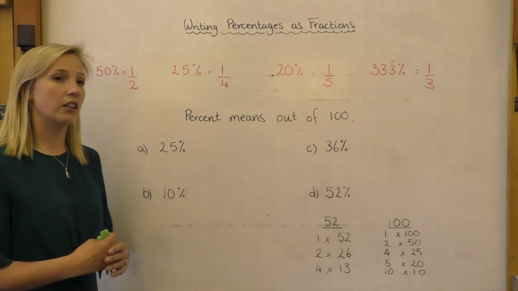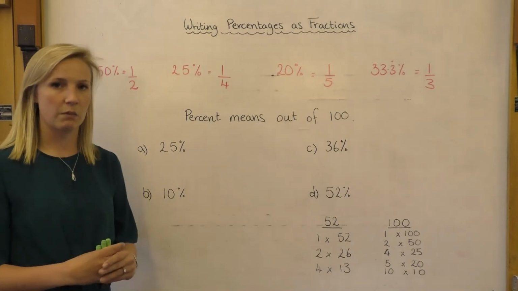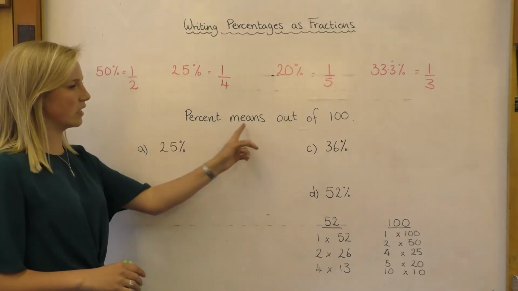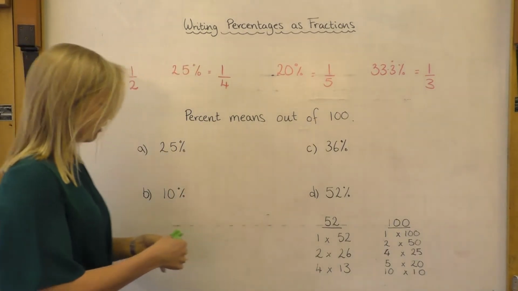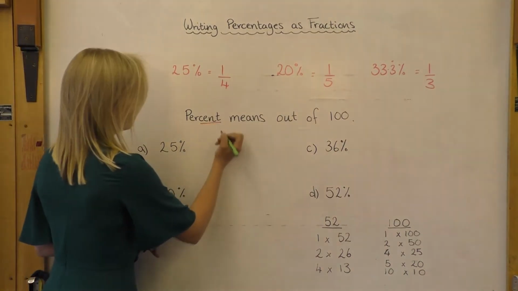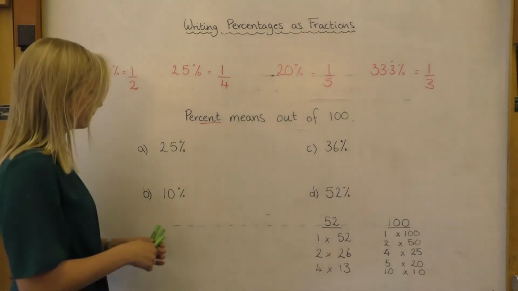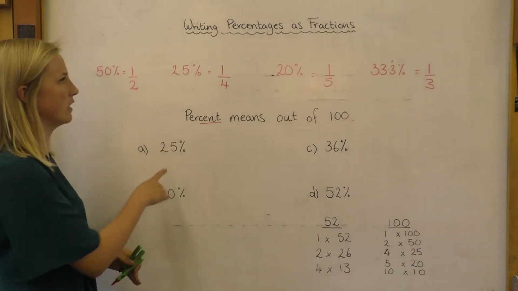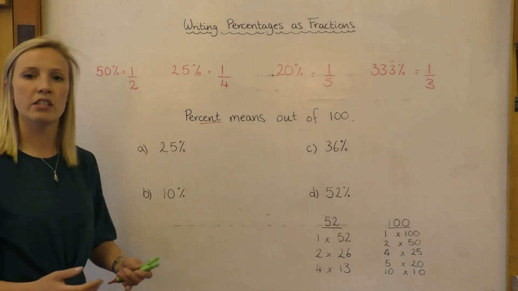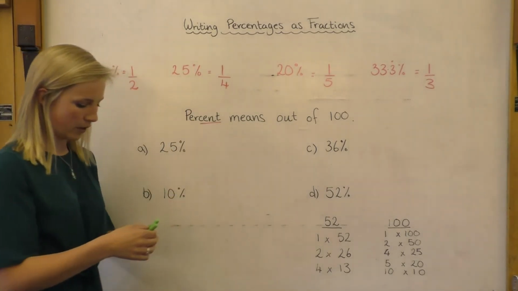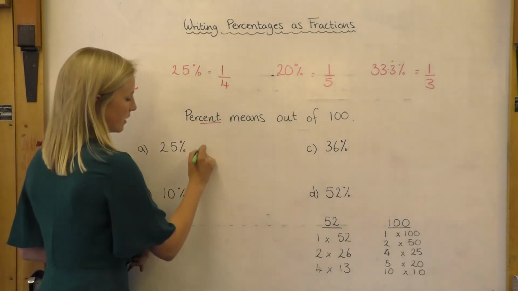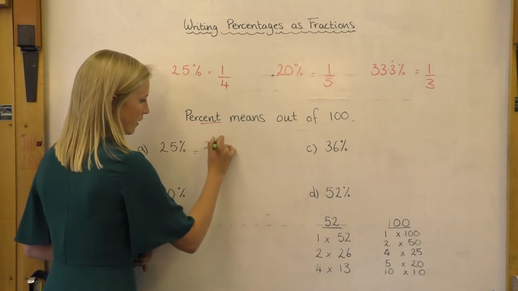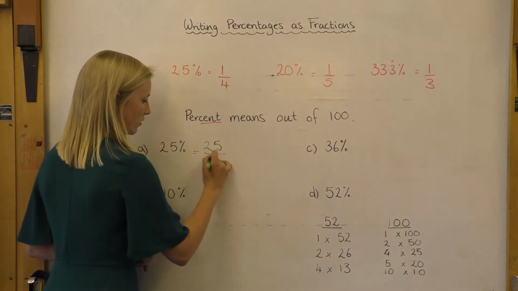So thinking back to our lesson on writing fractions as percentages, we learned that percent means out of 100, remembering that cent means 100, thinking about money. Well, we have to start then to write 25% as a fraction. Now this is assuming that you couldn't remember it. Well, 25% means 25 out of our 100.